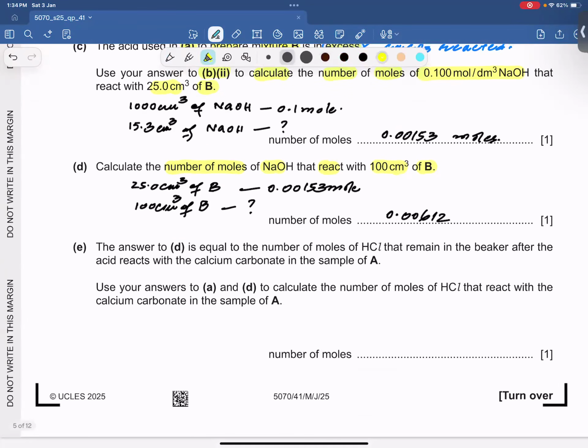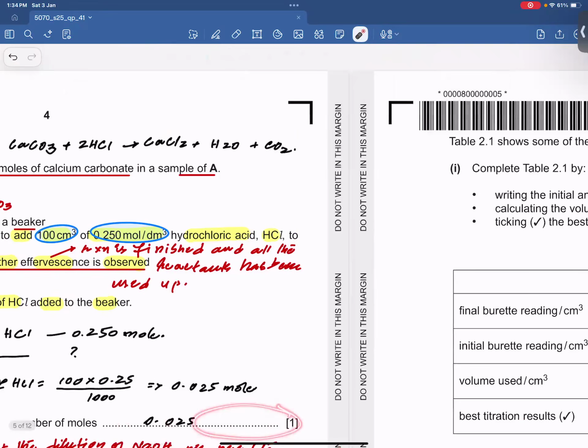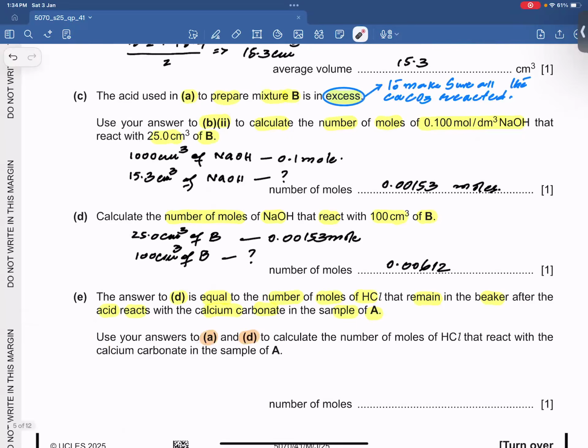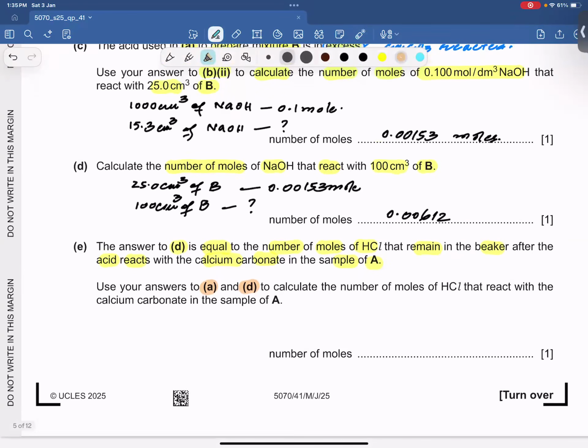Now in part E, the answer to D is equal to the number of moles of HCl that remain in the beaker after the acid reacts with calcium carbonate in the sample of A. The examiner is saying use your answer to A and D. So technically I'm going to use this moles of HCl and this moles of NaOH. If I subtract these two values, I'd get the number of moles of HCl that reacts with calcium carbonate. Okay, so that's tricky, but not that difficult.